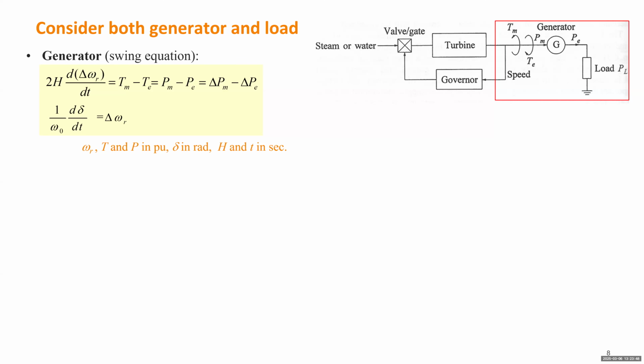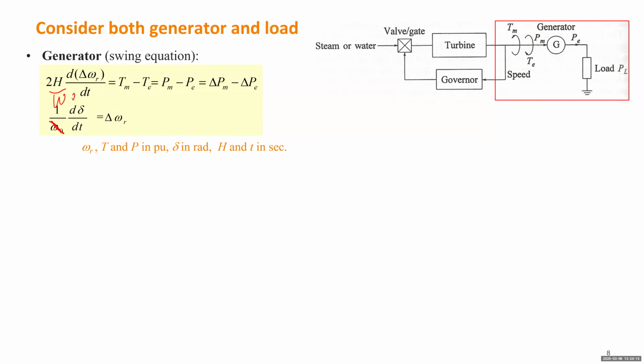And so when you write down swing equations, you need to be clear what unit you're going to take here. Like for instance, here we assume all the torque and power are in per unit, and even omega is in per unit. If omega here is not in per unit, the first equation is going to have omega 0, and the bottom equation has no omega 0.